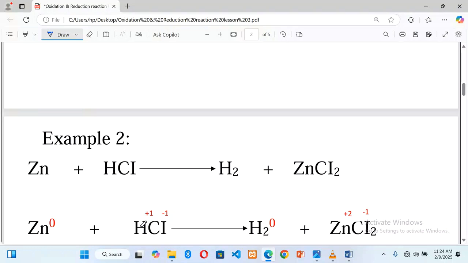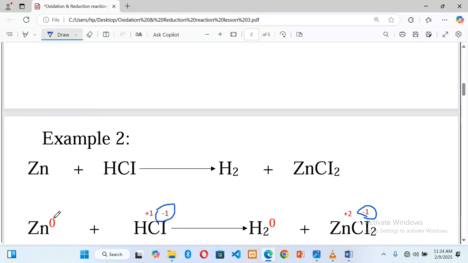It has hydrogen and chlorine, which are bonded together. So we said for chlorine, which is a halogen, it has oxidation number of -1, while hydrogen has oxidation number of +1. Then when you come to this product, which is zinc chloride, we see zinc having oxidation number of +2, and chlorine has oxidation number of -1. So you can see for chlorine, its oxidation number is not changing. It is -1 here, and it is also -1 here.